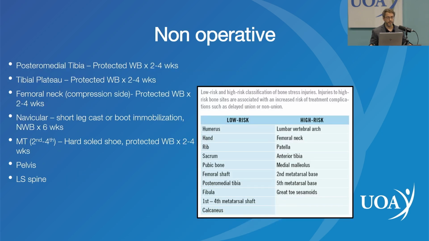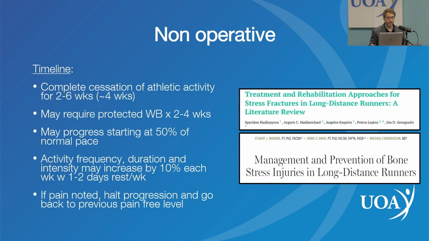Non-operative locations of BSIs are seen in the following locations, such as the posterior medial tibia, tibial plateau, the navicular, and metatarsals. All of these are treated non-operatively with the modalities as above. Timeline for non-operative treatment typically centers around cessation of athletic activity for about a month. During this month, protected weight bearing may be instituted, and afterwards, progression starts at 50% of the normal pace, with incremental progression in the weeks to follow. If pain is noted during this, halt the progression and go back to the previous pain-free level.